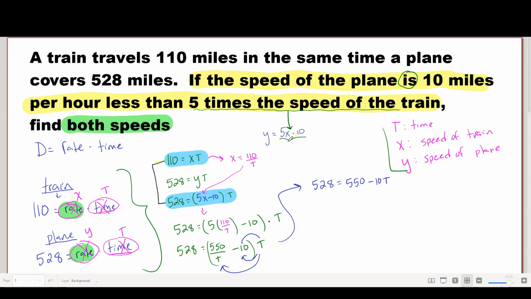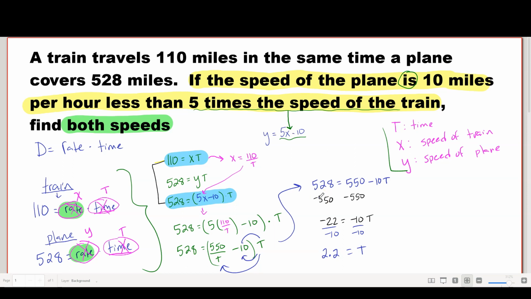So now this would allow us to just solve for t. We're going to subtract 550 from both sides. That's going to give us negative 22 equals negative 10t. And to solve for t, divide by negative 10. So this tells us that t is 2.2, right? 2.2. That's the time. And this is in hours.